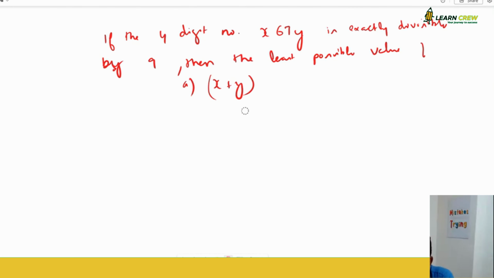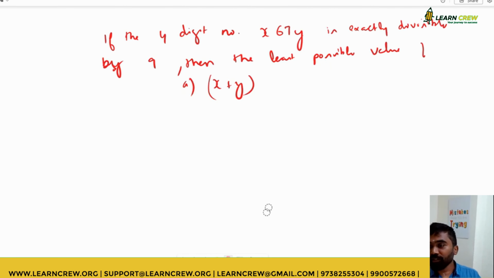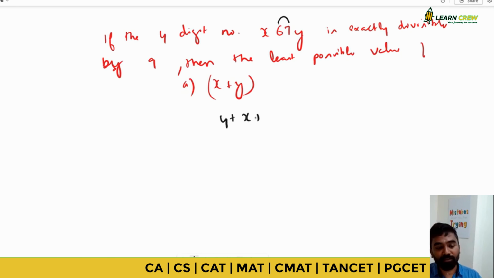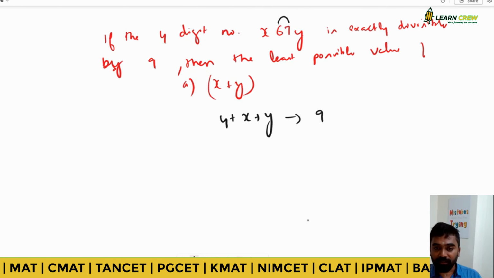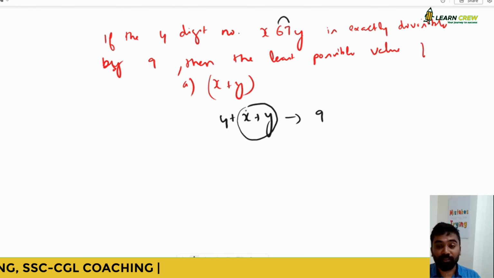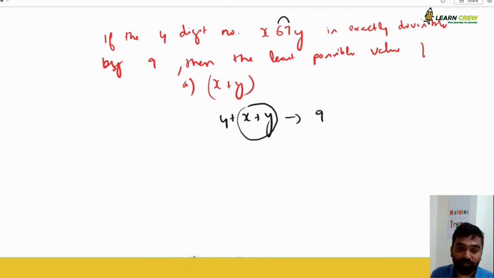What is the rule telling first? It's 9. So how can it be? Rule of 9 is the sum of all numbers should be a multiple of 9. Sum of all numbers means 6 plus 7 is 13. So 13 can be further simplified as 4. 4 plus x plus y should be a multiple of 9. Now what in place of x plus y, if I substitute, will become the least possible way to get it? 5. Obviously x plus y value is going to be 5.